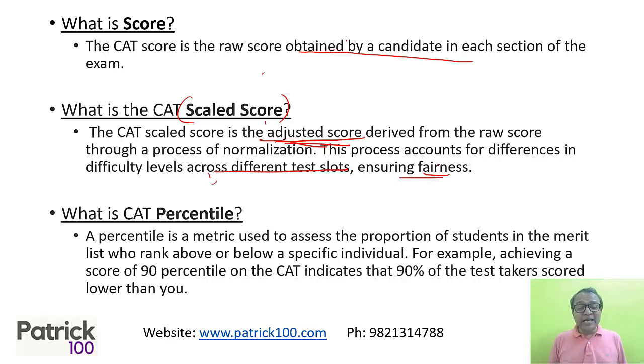Now, once they get a scale score, based on the scale score, they calculate the percentile. Technically speaking, it is the proportion of students who have scored below you, below a specific individual. So if you are at 90 percentile, it means 90% of students have scored below you, lower than you. That is what a percentile basically means.